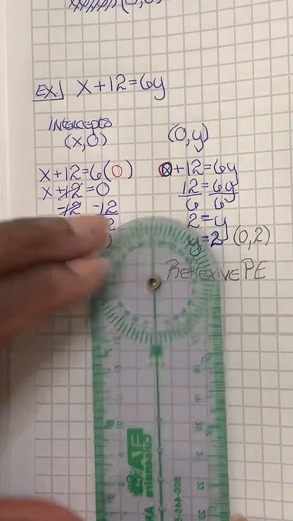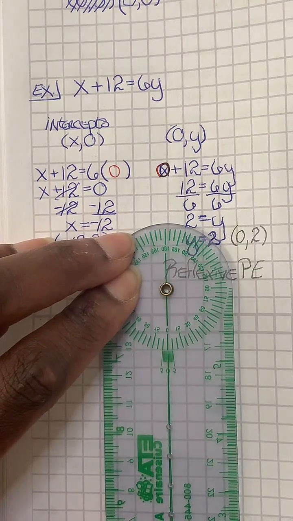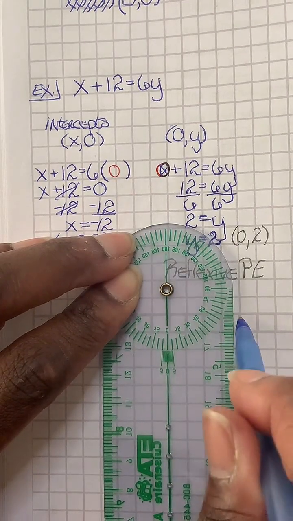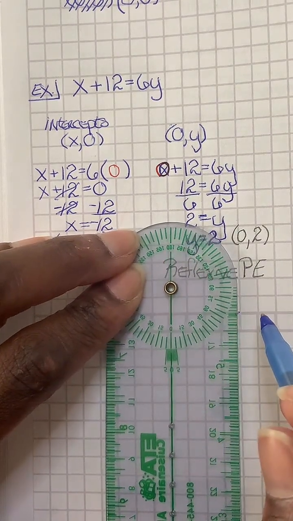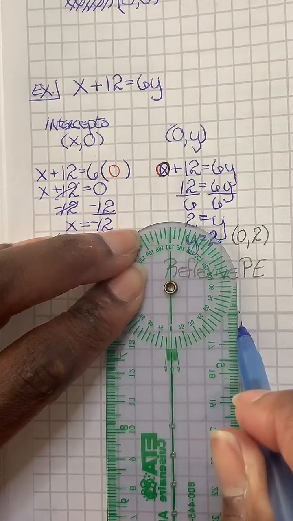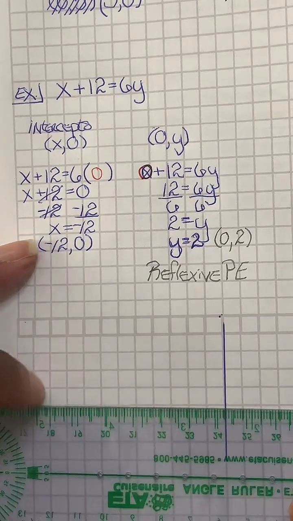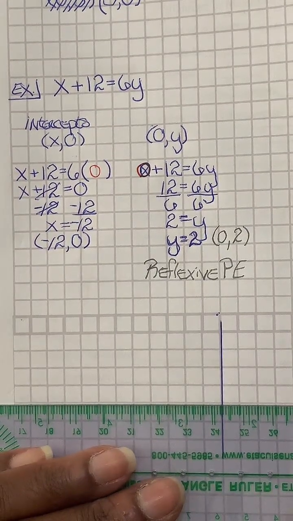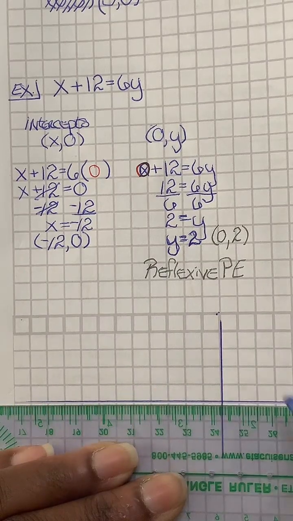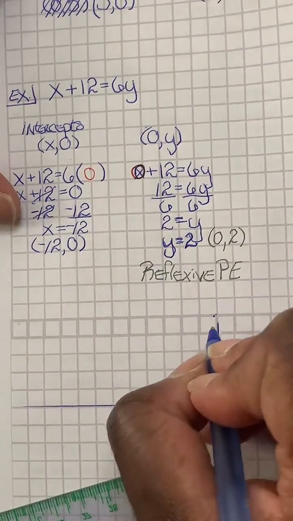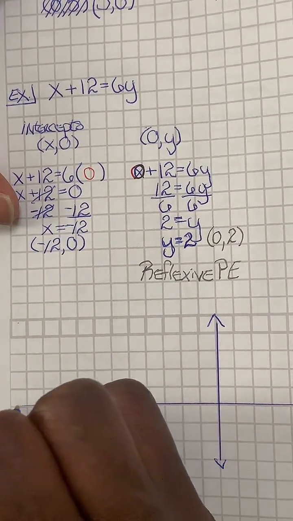So since it's going to be -12, I'm going to see if I can bring my graph all the way over here. And it doesn't have to be so tall, but it does need to have, I think this is enough space. If not, we can always extend. Okay, so here, here, here, and here.